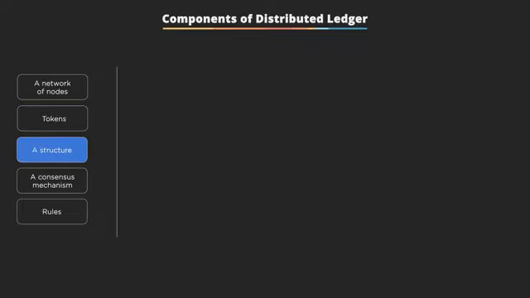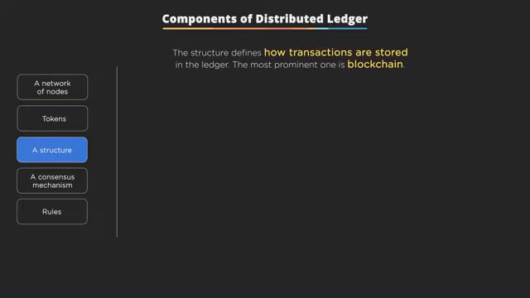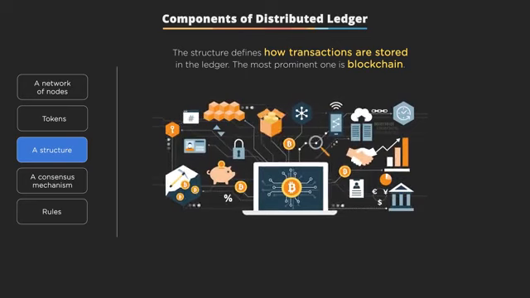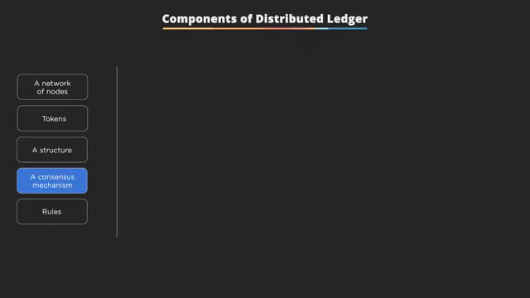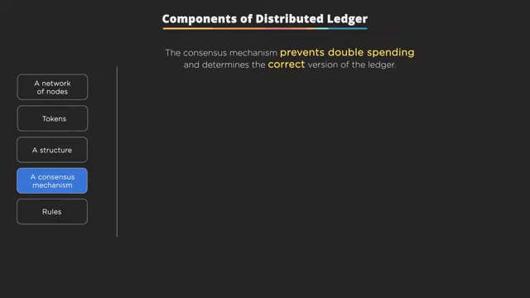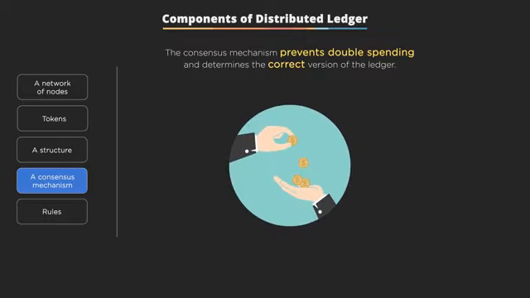3. The structure. It defines how transactions are stored in the ledger. Most prominent is a concept called a blockchain. A blockchain consists of electronically chained blocks that contain the transaction records of a given time period. As blockchain sums up all blocks, it represents the whole ledger. 4. The consensus mechanism. It prevents double spending and determines the correct version of the ledger. Double spending occurs if particular tokens are spent twice.